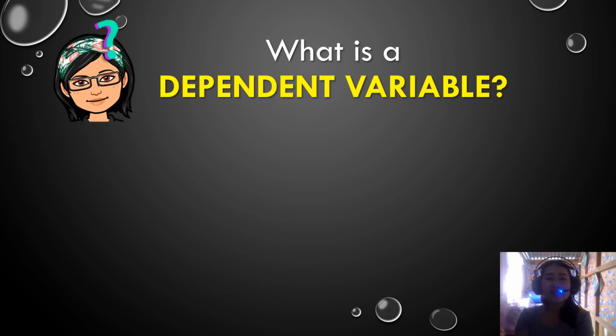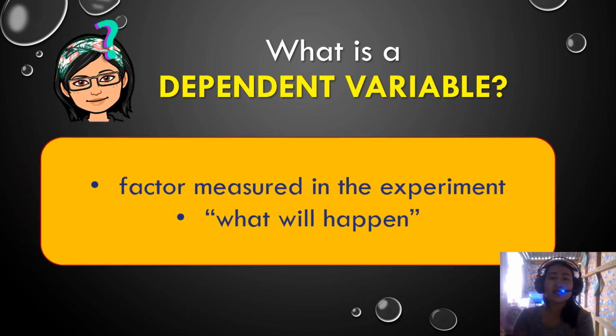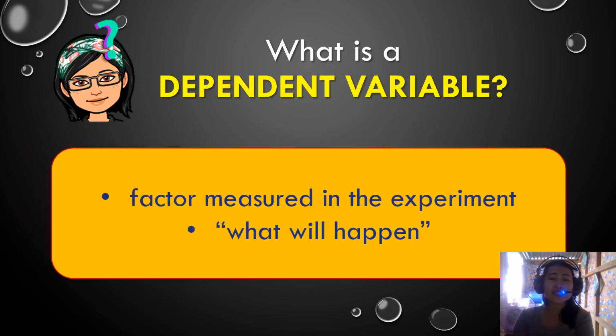Okay, let's move on to the second variable, which is dependent variable. Read with me the question. What is a dependent variable? What do you think is a dependent variable? Dependent variable is a factor measured in the experiment, and it answers the question what will happen in the experiment.